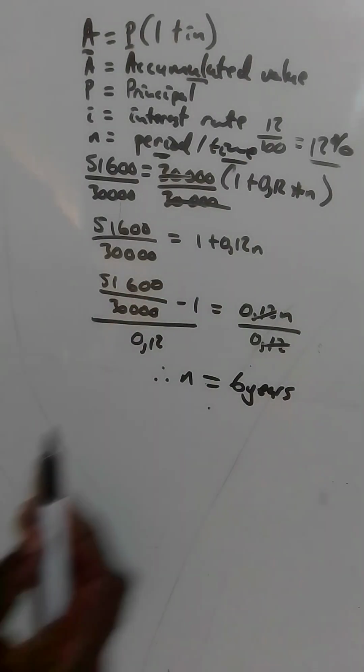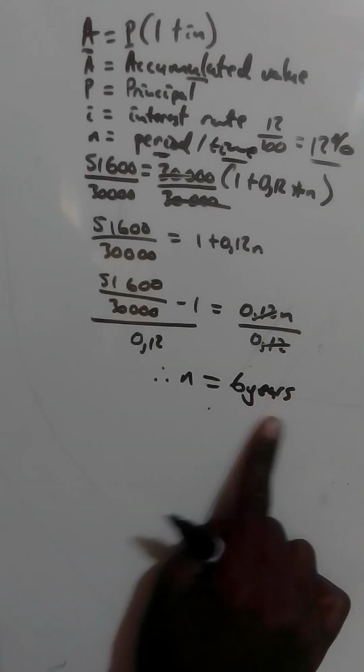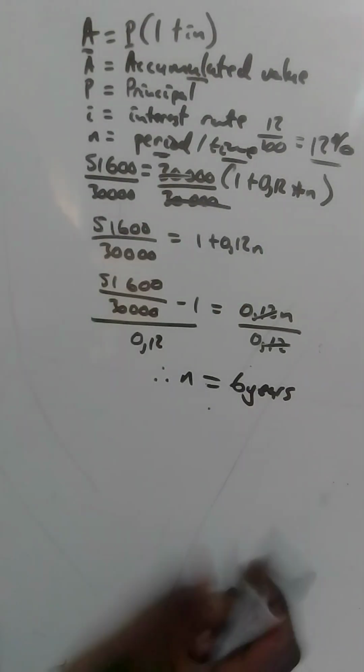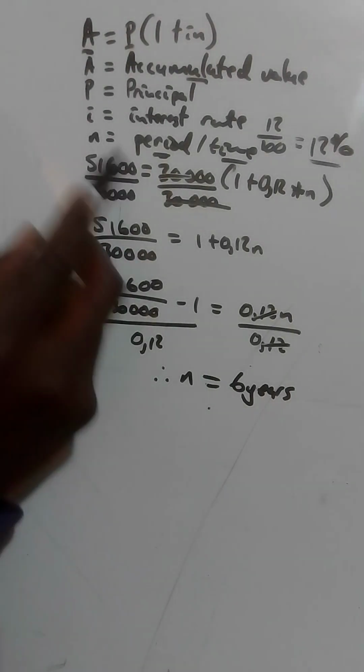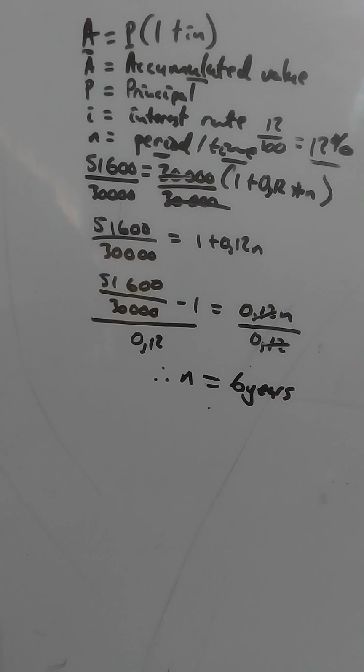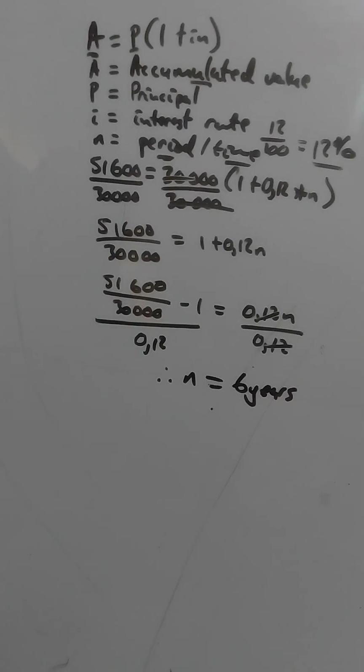So it means that Miss Kwala invested their money for 6 years using the simple interest, and then after 6 years, she had this amount of 51,600, the accumulated value, right? And just like that, 2 marks. Let's go to the next question.